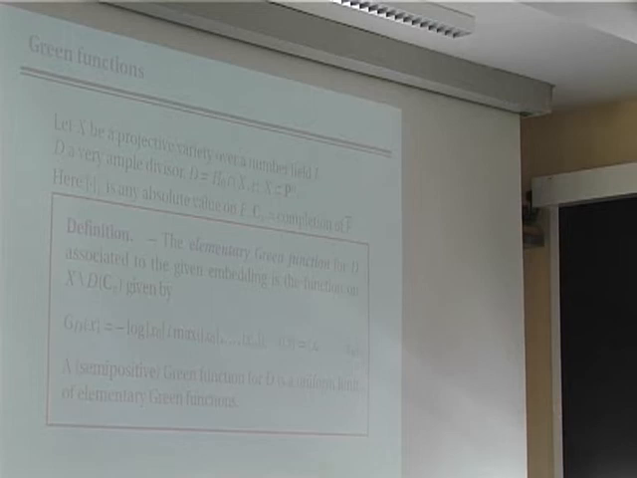Because if you don't do that, you won't be able to incorporate into the theory the canonical heights with respect to dynamical systems, for example, which are given by a limit process. So if you want things given by a limit process to be in the theory, you have to put them in from the beginning. So you add limits of elementary Green functions, and this is what you call a semi-positive Green function.